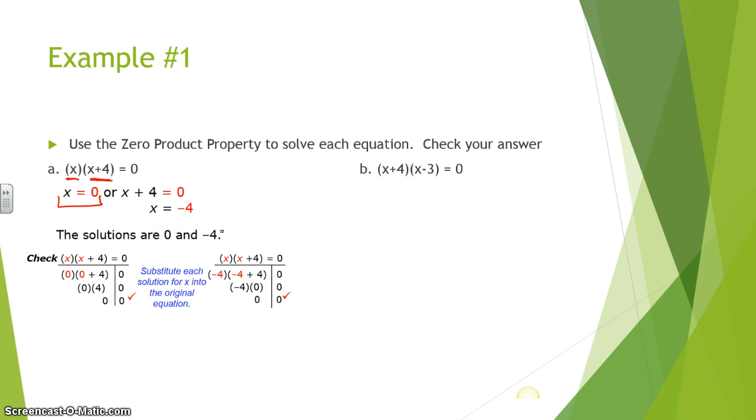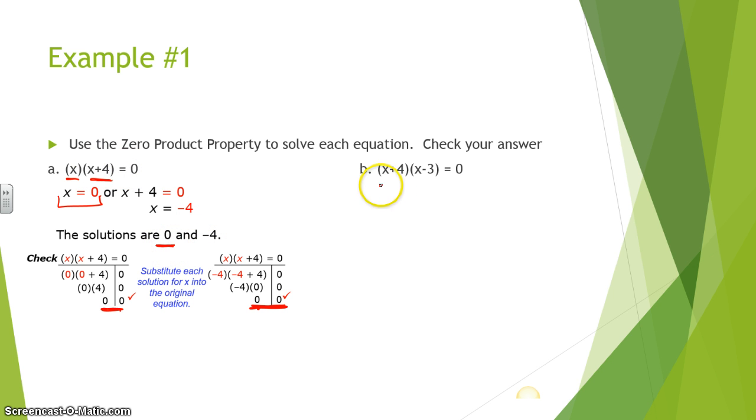And how can we check that? You're going to substitute those values into the original. So if one of the solutions is 0, we substitute 0 back into the original. So 0 times parentheses 0 plus 4. 0 plus 4 is 4. 0 times 4 is 0. 0 equals 0, so that works. Now we're going to substitute negative 4 into the original. So x is negative 4, x plus 4 is negative 4 plus 4, and negative 4 times 0 is 0. So this checks out because we're getting 0 when we substitute our solutions into the original.